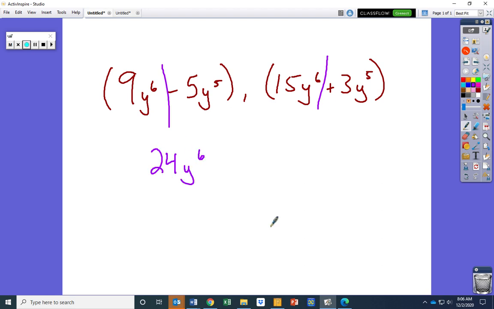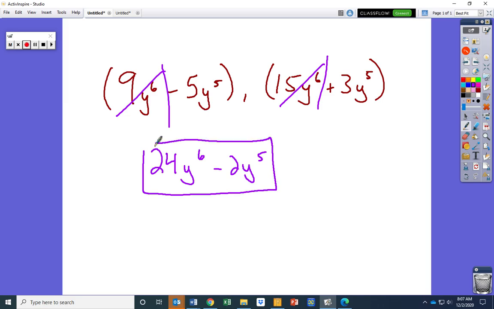24y to the 6th. Okay. Did I deal with this and this? Now, you don't have to cross them out as you deal with it. I like to, just to know that I don't have to go back and do anything with that. Now I've got negative 5y to the 5th and positive 3y to the 5th. What should I do here? So I combine those and I have negative 2y to the 5th. What do I do now? Box them up. Okay. Pretty simple so far, right?